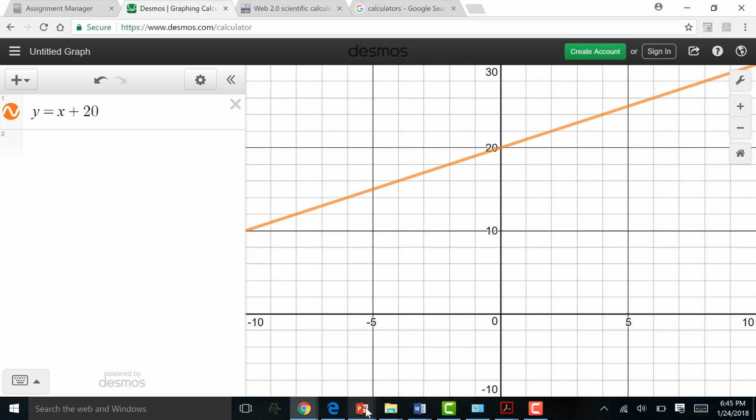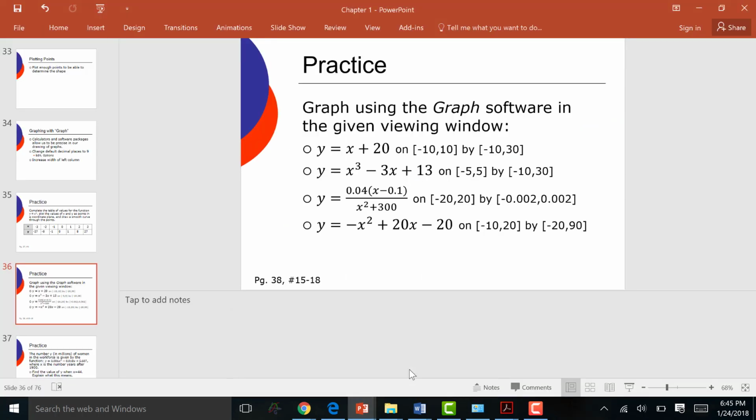All right, so let me go back to the PowerPoint so you guys can see it. Alrighty, there you go. So when you get done, each of your pictures should look like what I have on the screen. If you get the right graph, you're good.